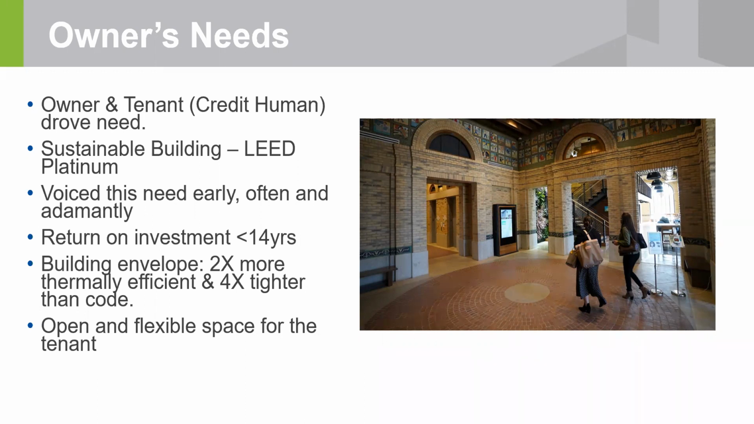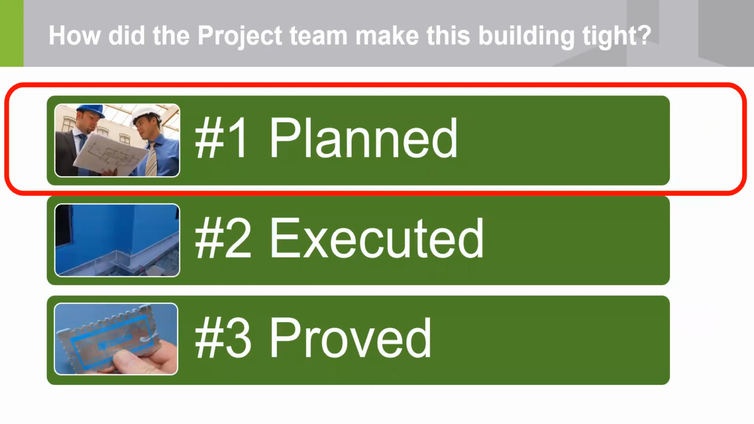And of course, there were other requirements that went beyond that, the open and flexible space for the client, and just functional features of the building that go beyond the scope of this presentation. So I'm going to go through what was planned. So the whole building air tightness, first we had to plan how that would be done, then execute it, and then prove that it was done.